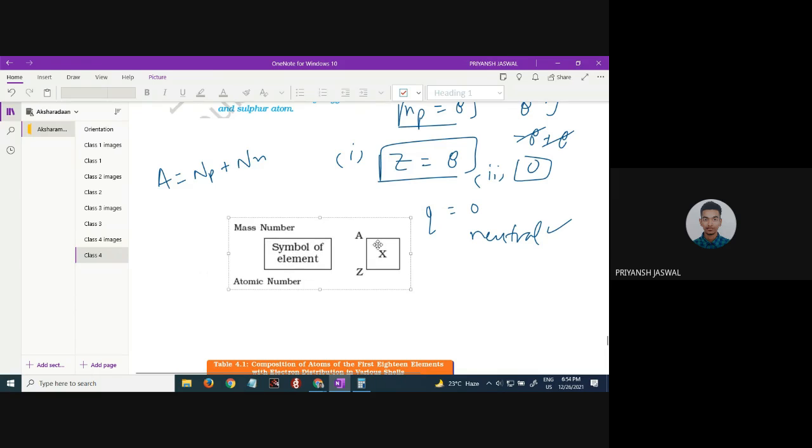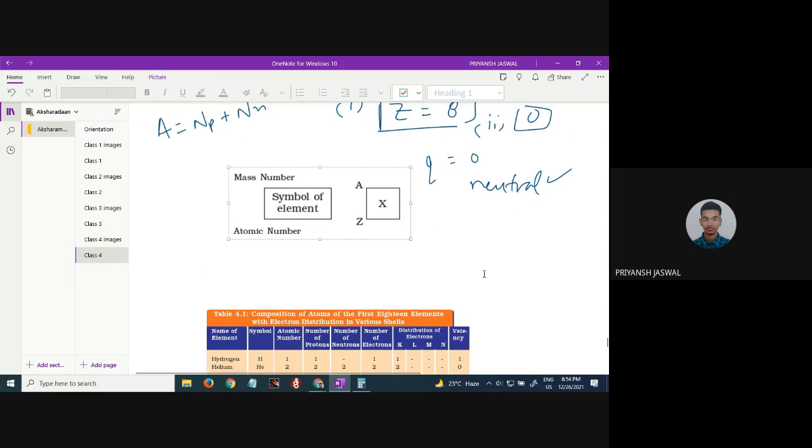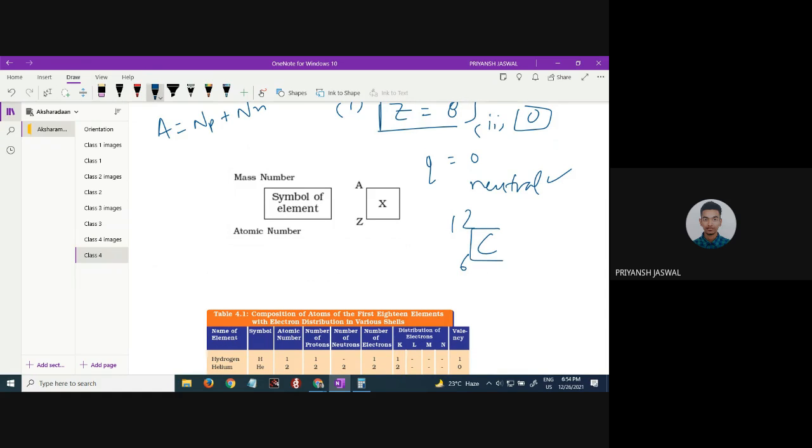And this is the symbol when we write an element. Suppose I write 6C12. The alphabet appearing here represents the element itself. C is for carbon, and each element in the periodic table has a different alphabet. Hydrogen has H, helium has He, oxygen has O. The number at the lower left is the atomic number, that is 6, the number of protons, and the number appearing at the upper left is the mass number, that is 12.